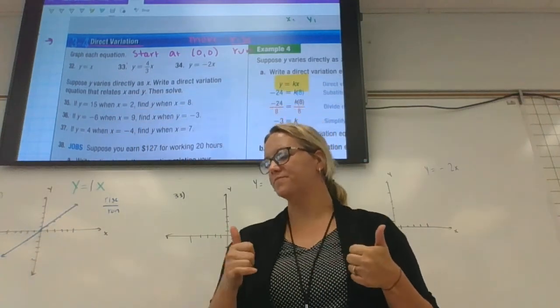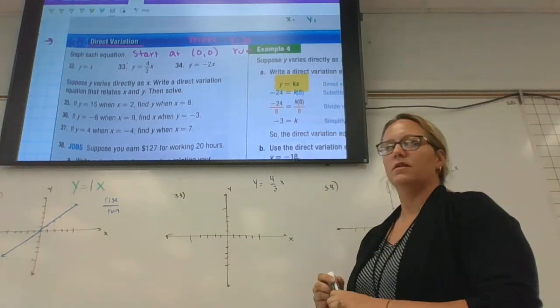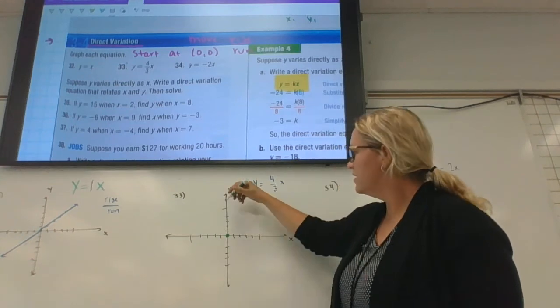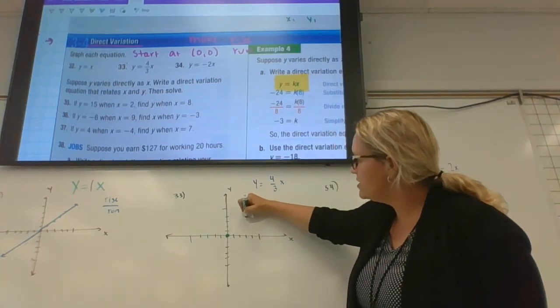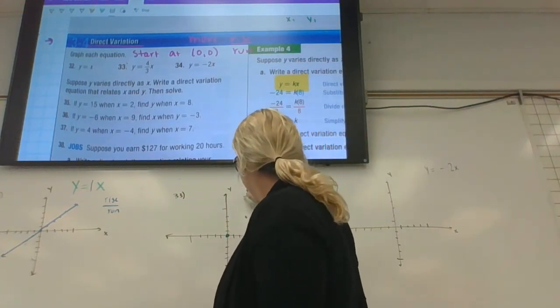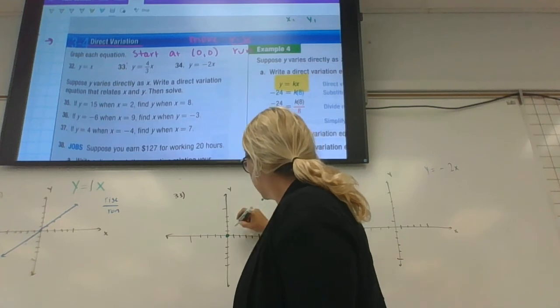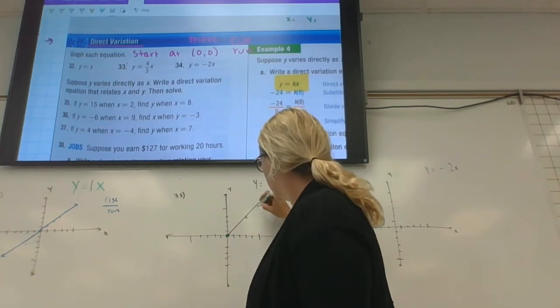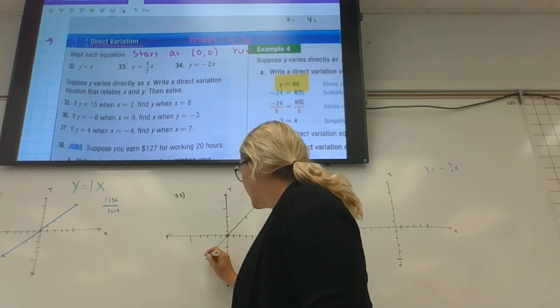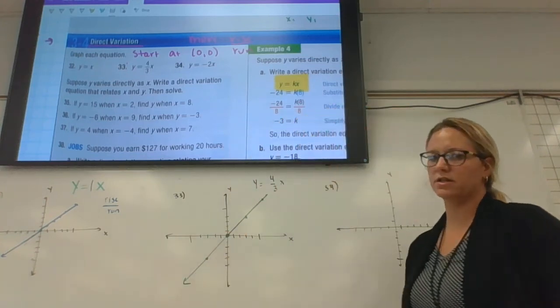Okay, perfect. So we're going to start here at 0, 0. Up 4 over 3 is just a little steeper than the first one we did. And then follow the pattern to the left, down and over. There's 33.